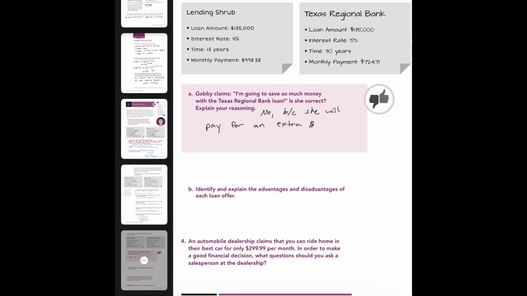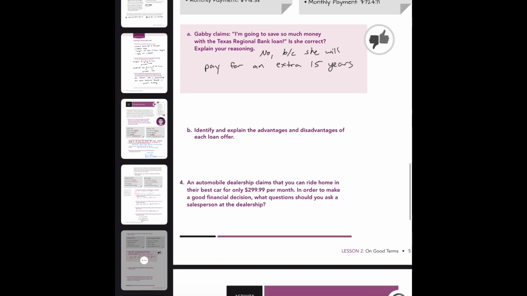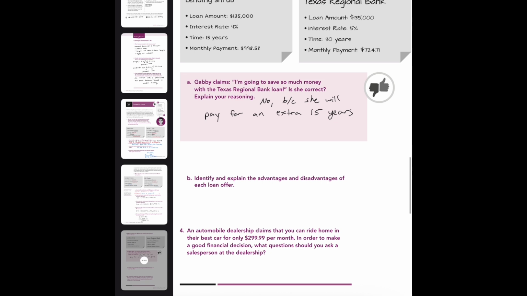Oh, not dollars. 15 years. So explain the advantages and disadvantages. So the only advantage of the longer year loan is a short-term savings in your monthly rate. So the only advantage of Texas Regional Bank, I'm going to abbreviate RB, Regional Bank, is a short-term monthly savings.